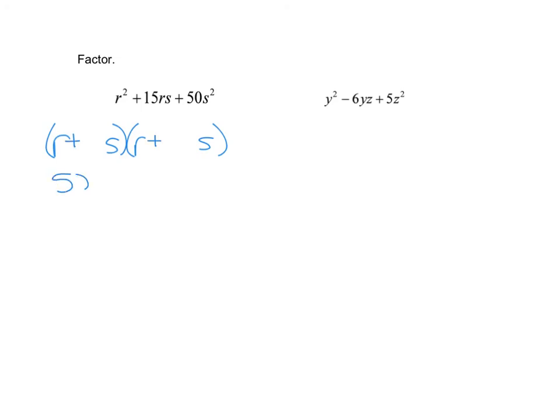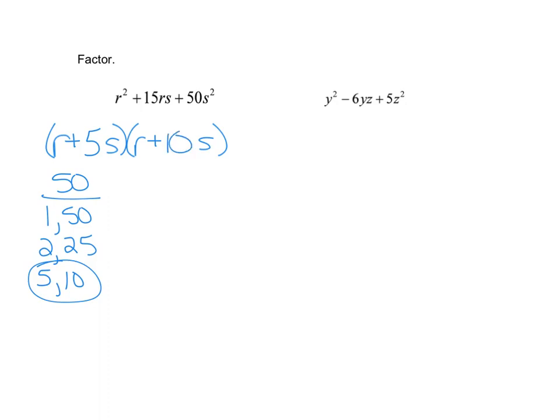Now, I'm going to look at factors of 50 to see what adds up to 15. I have 1 and 50, not going to do it. 2 and 25, doesn't add up to 15. 5 and 10, ding! There it is. So I'm going to put r plus 5s there, and r plus 10s there. It's going to be easy to forget this last variable when there is one there. So just make sure you don't forget it.